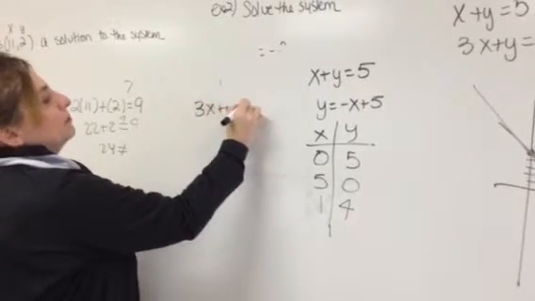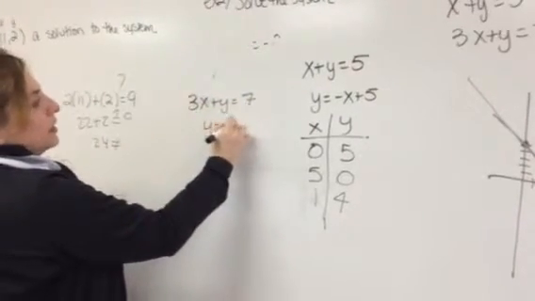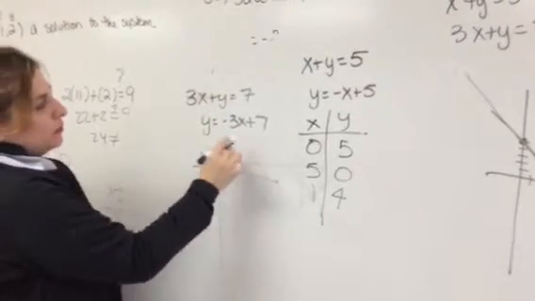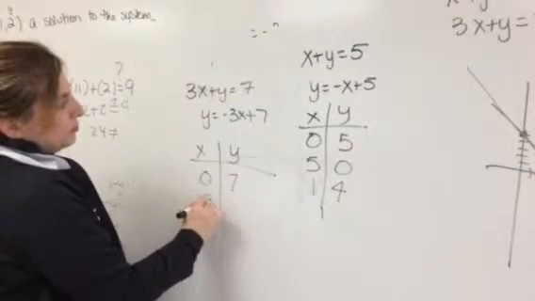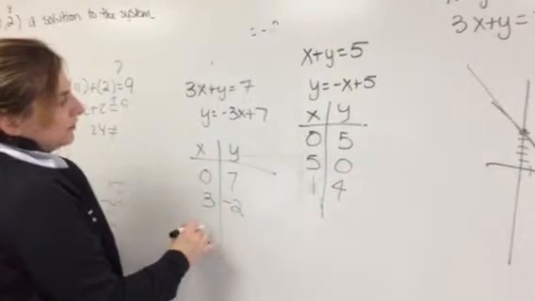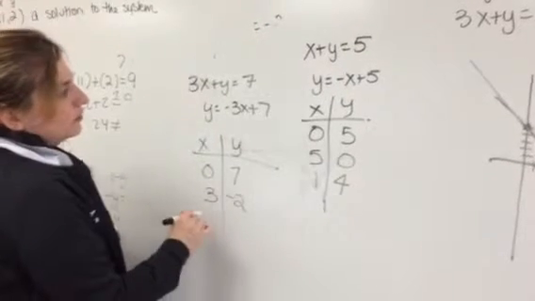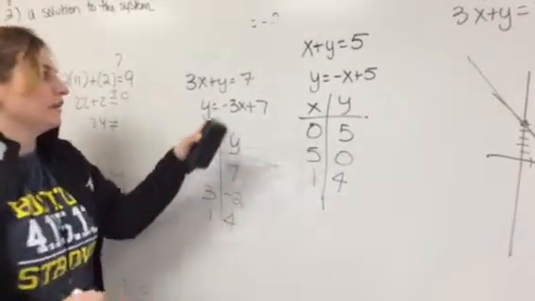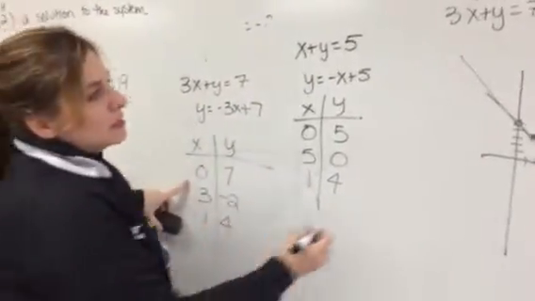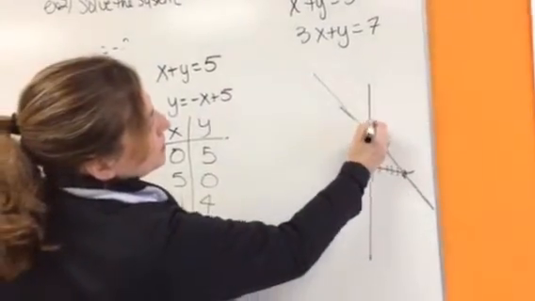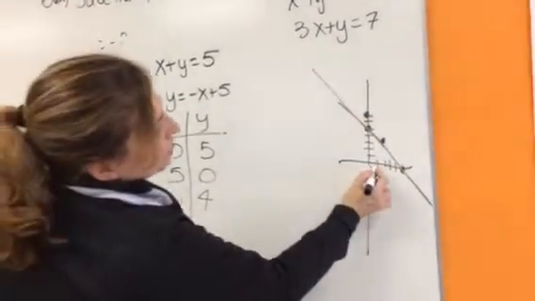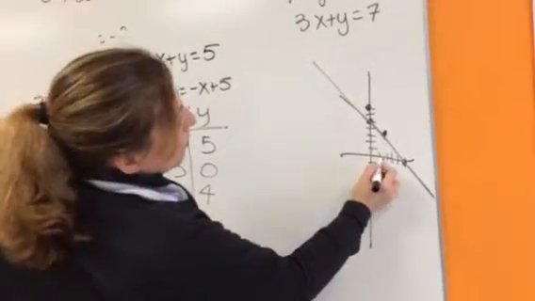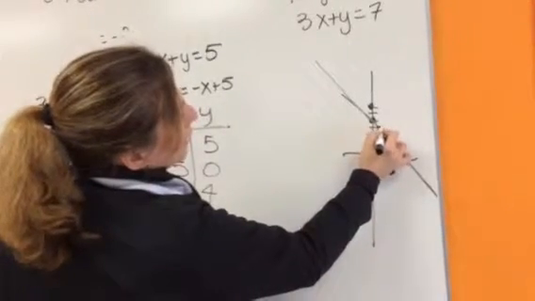3x plus y equals 7. Get it into y equals mx plus b. Graph it. If I put in 0, I'm going to get 7. If I put in 3, I'm going to get negative 2. I don't really want to put in a negative, but if I put in 1, I will get 4. If I put in a negative, it would have been really a high number. So (0, 7), (3, negative 2), and then (1, 4).